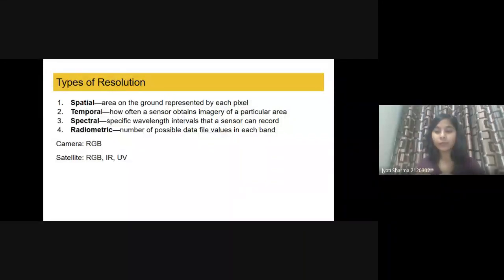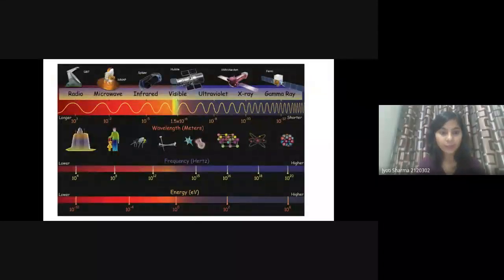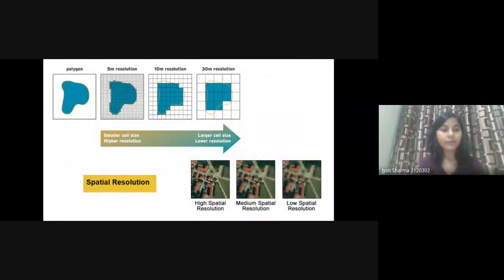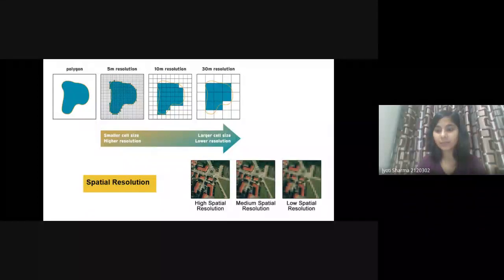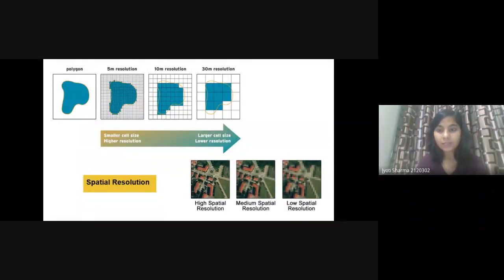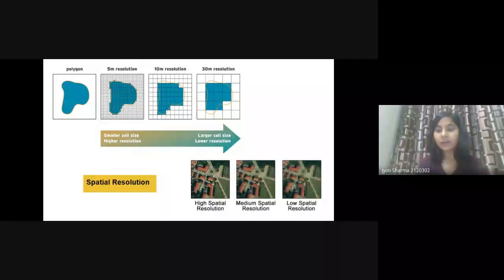But if you have, let's say, 100 or 1,000 pixels within Delhi, each pixel has some value, and this image will be much finer in resolution. So this is spatial resolution. Let me show you this once. Here we can see a polygon, and this is 5 meter resolution, this is 10 meter resolution, and this is 30 meter resolution. The size of the pixel will decide whether your image will be finer or blurred.